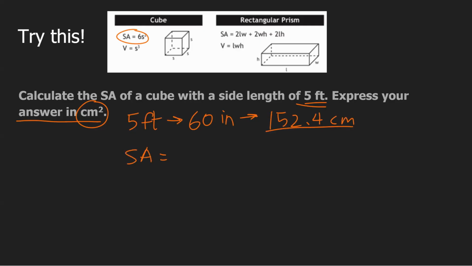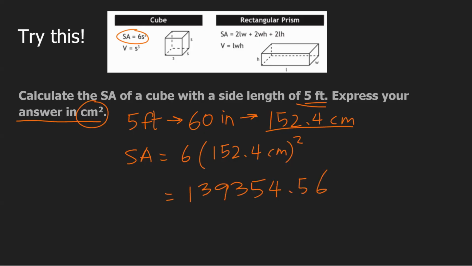Surface area is equal to 6 times 152.4 cm squared. And let me input this in the calculator. This is equal to 139,354.56 centimeters squared.